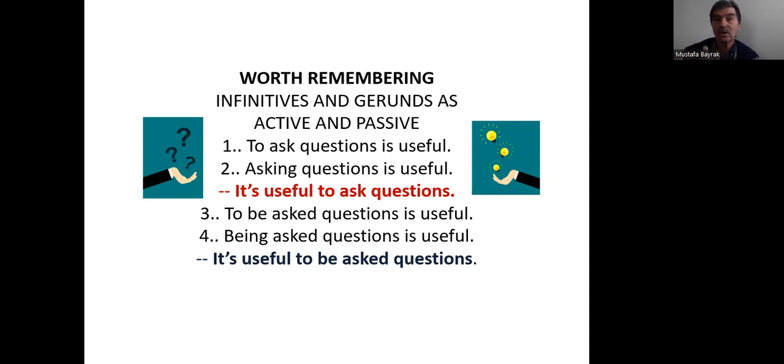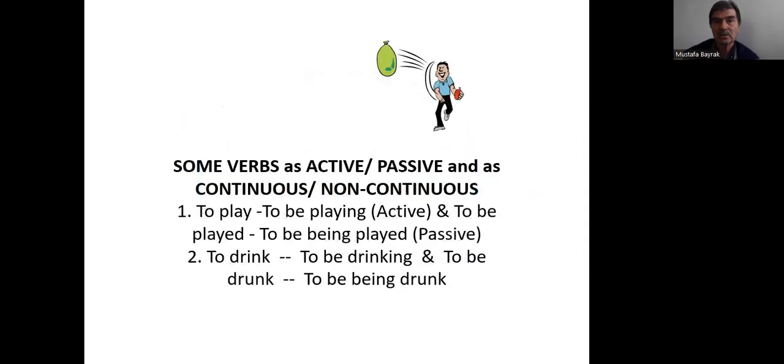Yes, we will also study that kind of sentences in complete videos in the following lessons. Okay, but just a general information. You can consider this part as a general information about the active voice and the passive voice. Yes, some verbs as active, passive, and as continuous or non-continuous. To play, to be playing, active. To be played, to be being played, passive.